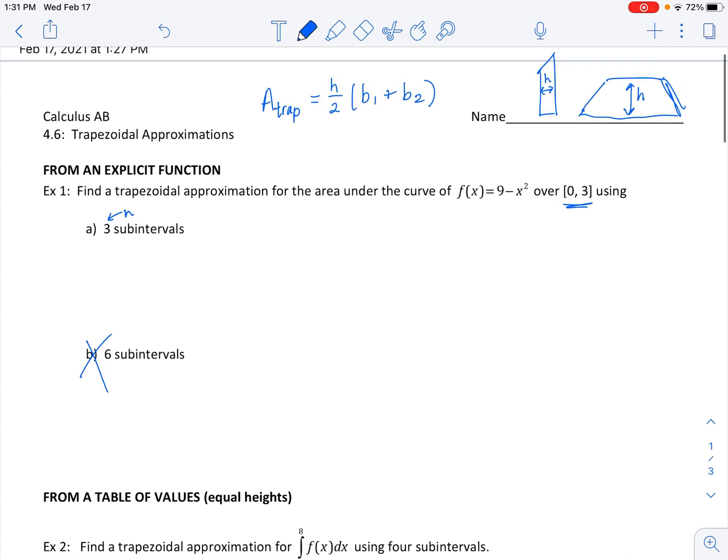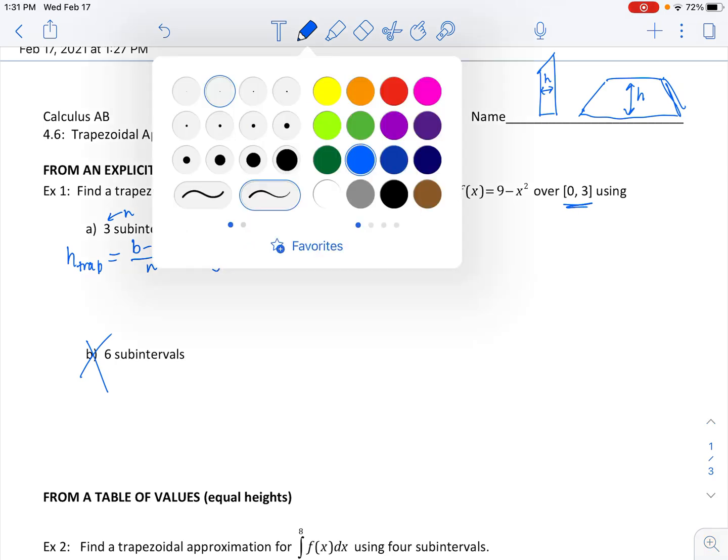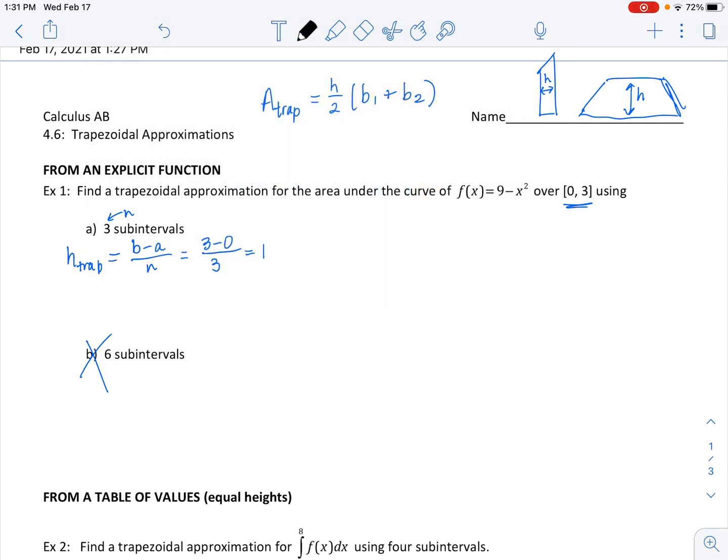The first thing we're going to do to calculate the height of the trapezoid is the same as before. We're going to do b minus a, all divided by n, because these are going to be equal in height. So 3 minus 0 divided by 3 means each trapezoid is going to have a height of 1. And on the right side over here, I'm going to put together a sketch of this function.